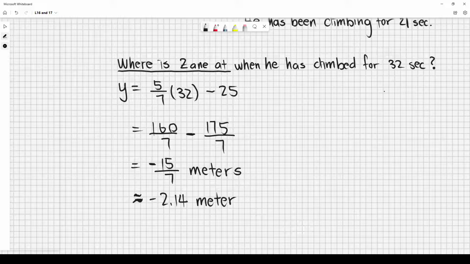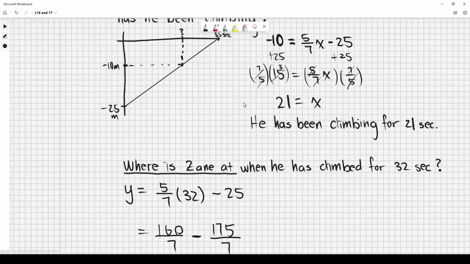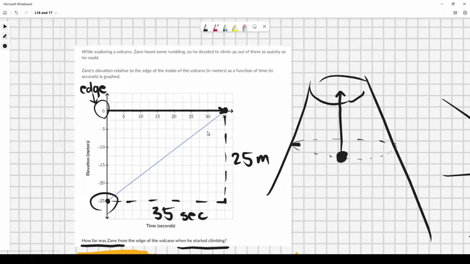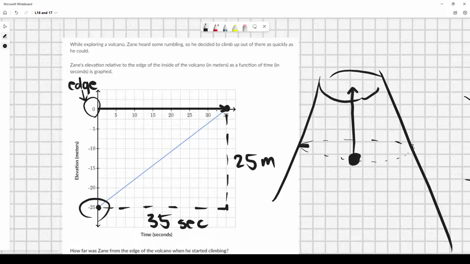So after climbing for 32 seconds, Zane is 2.14 meters away from the edge. So he's almost at the edge. If you go back to the original diagram, you can kind of see, right? 35 is here, 30 is here, so 32 is somewhere around here. So if you climb for that long, it's very close to this point over here.